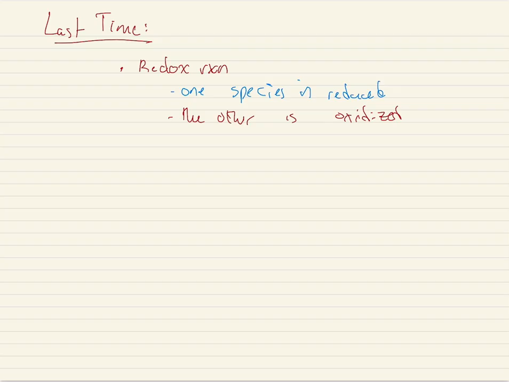So OIL RIG: reduction is gain and oxidation is loss of electrons. That's how you can remember which one is which. We can also think of it in terms of other atomic species, right?